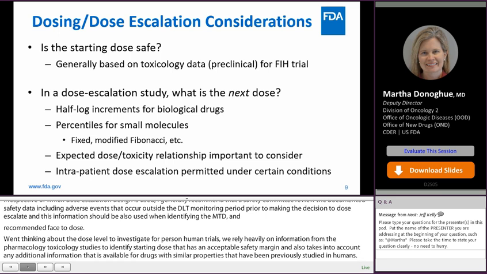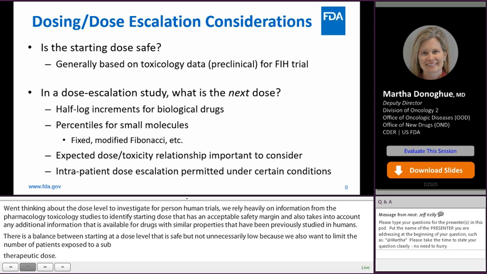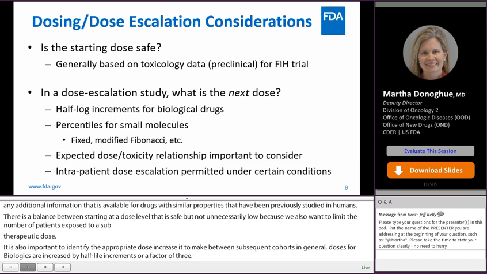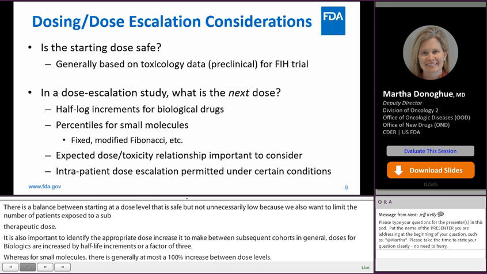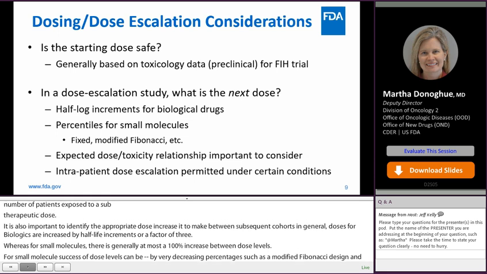It is also important to identify the appropriate dose increases to make between subsequent cohorts. In general, doses for biologics are increased by half-log increments, or a factor of 3, whereas for small molecules, there is generally at most a 100% increase between dose levels. For small molecules, successive dose levels can be increased by fixed increments or by varying decreasing percentages, such as a modified Fibonacci design. Factors to consider when thinking about how much of a margin to increase doses by for small molecules include the expected dose toxicity relationship that was observed in animal studies.